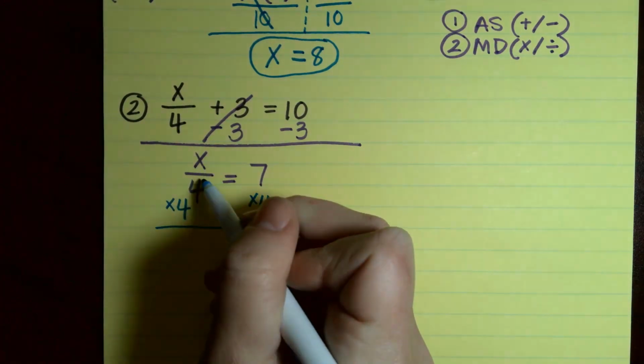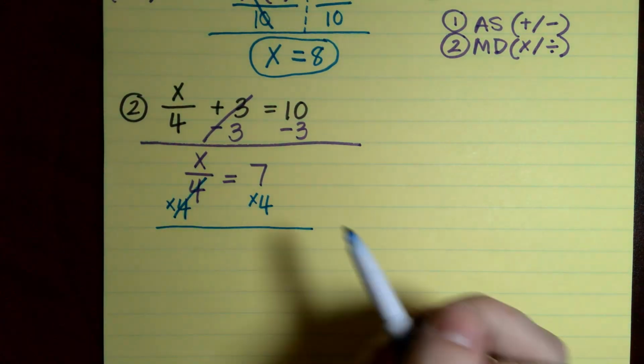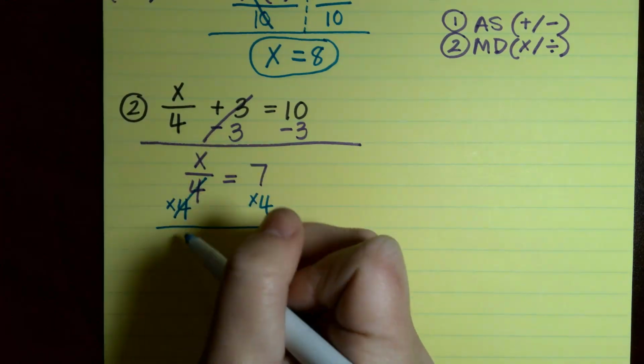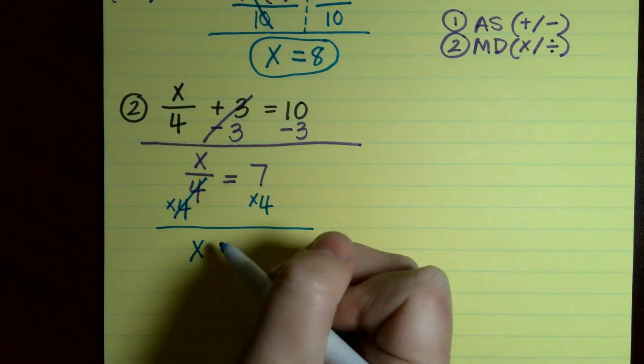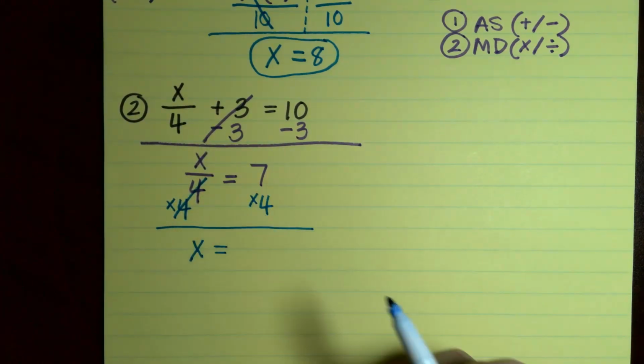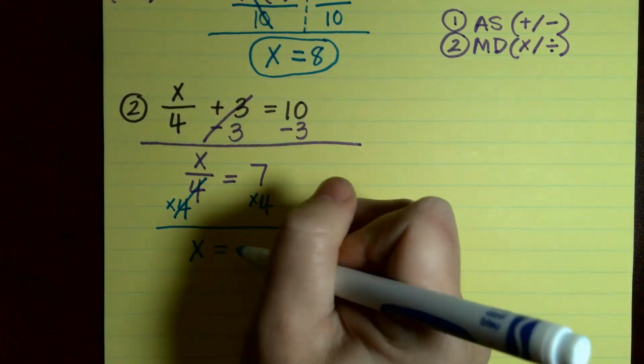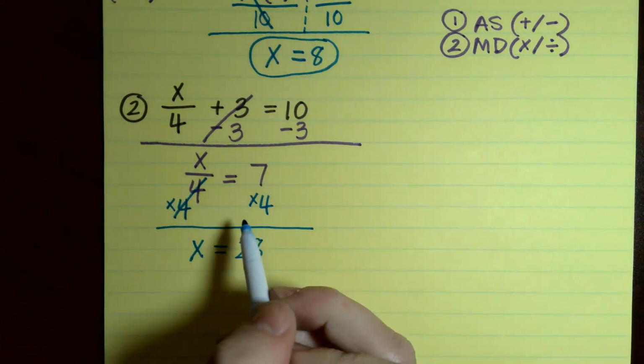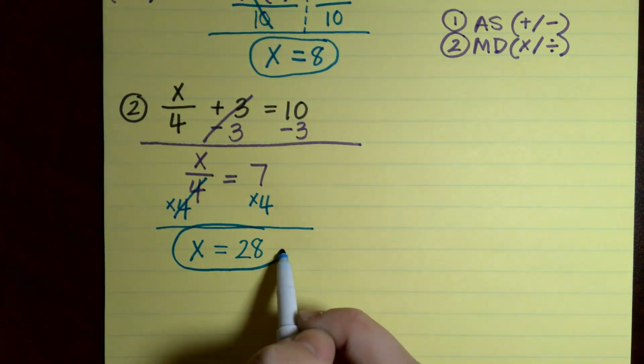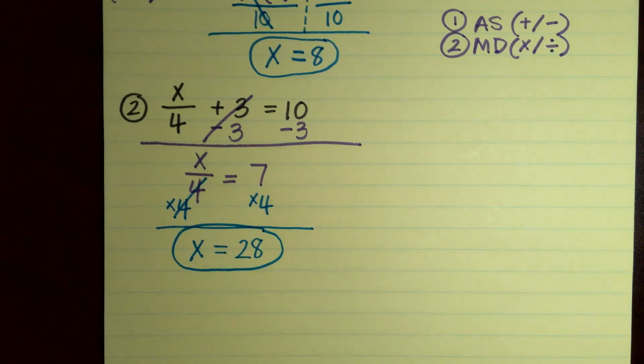So my 4's are going to cancel. And then I have x by itself, so I'm going to bring that down. X equals, what is 7 times 4? 28. Good job. All right, any questions about number 2? All right, let's try number 3 then.